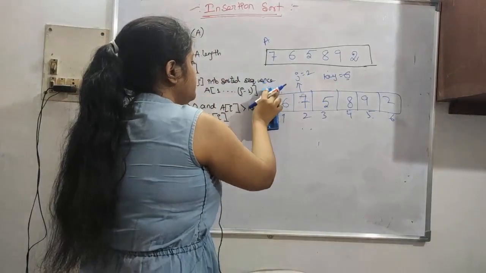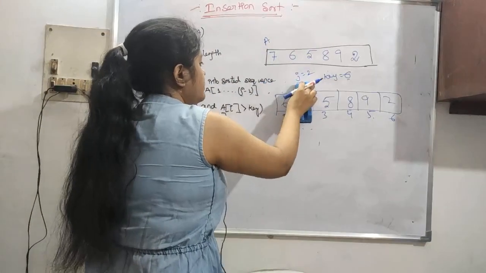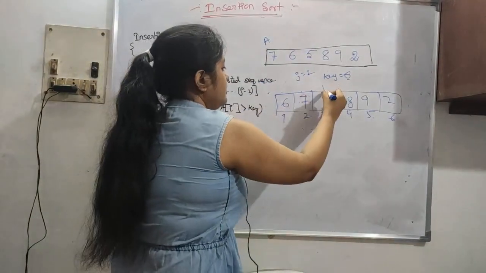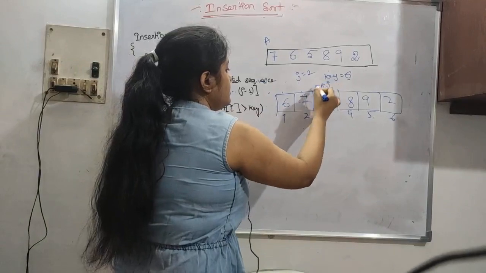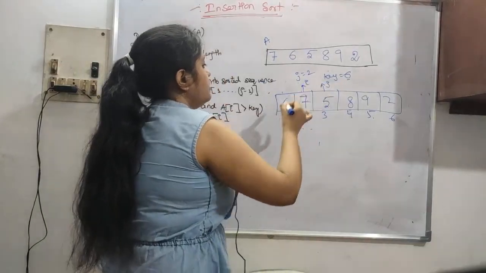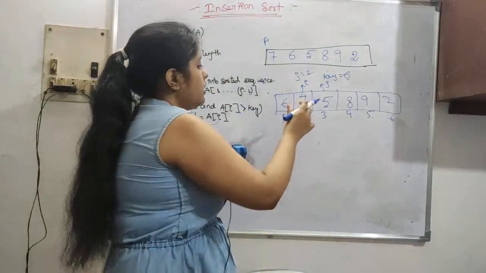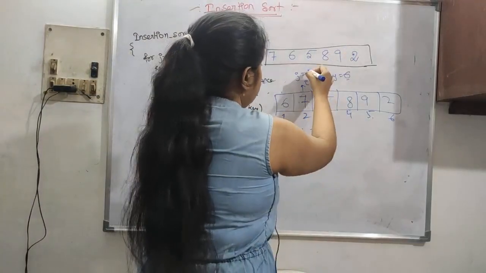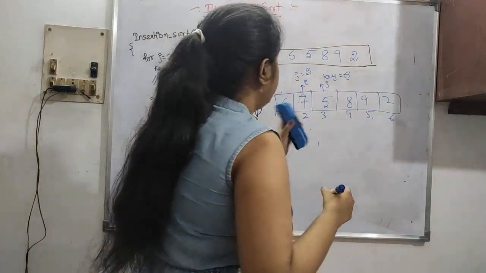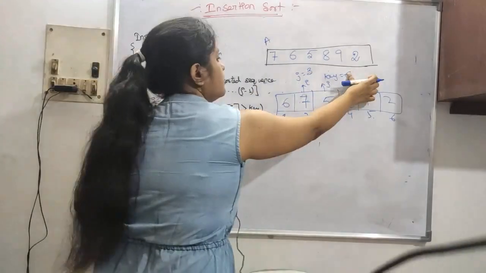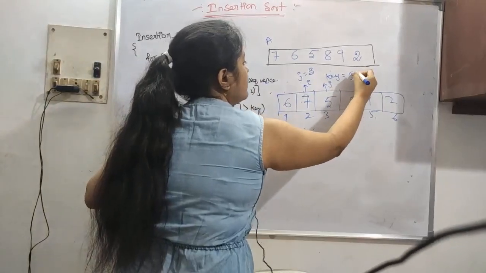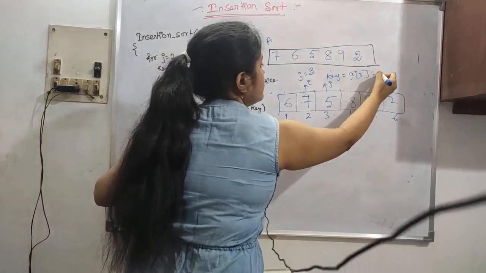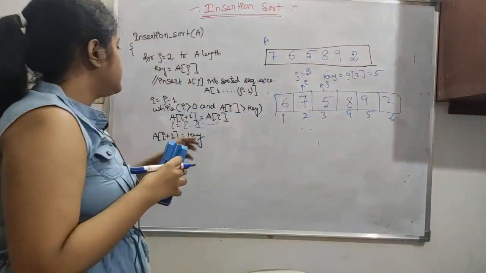Okay, so now j is incremented, j is here. So this is our j, and I will always be j minus 1. So our j is 3, and now key is our A of 3, that is 5. Okay, so now let's check the condition here.